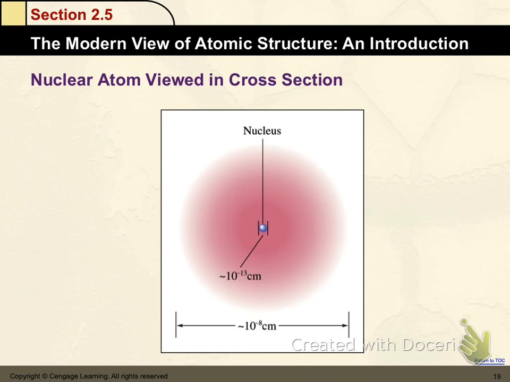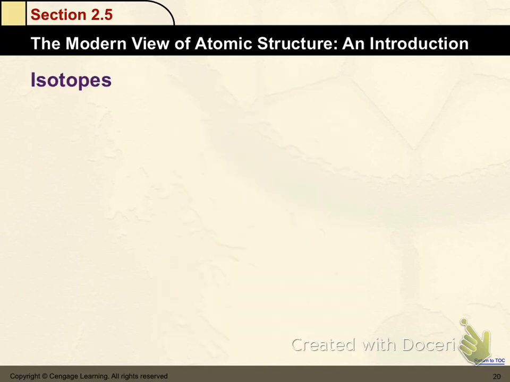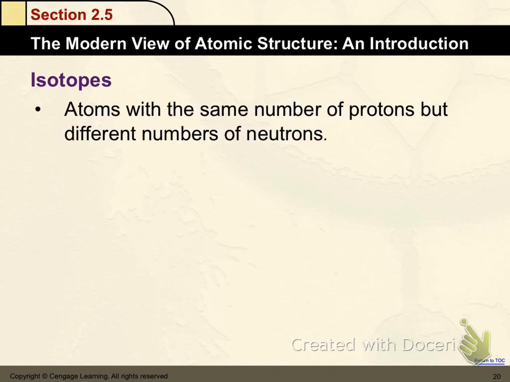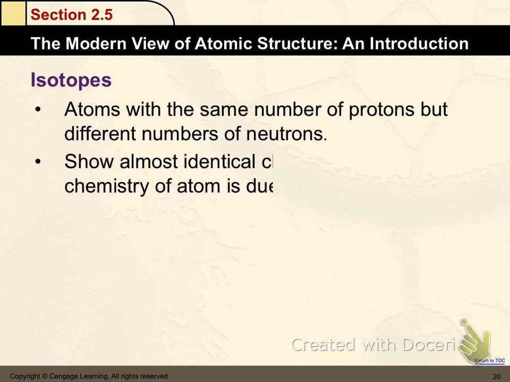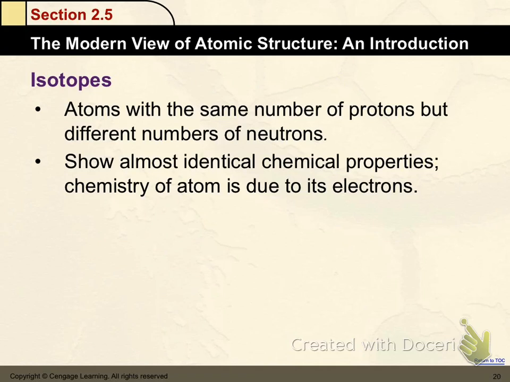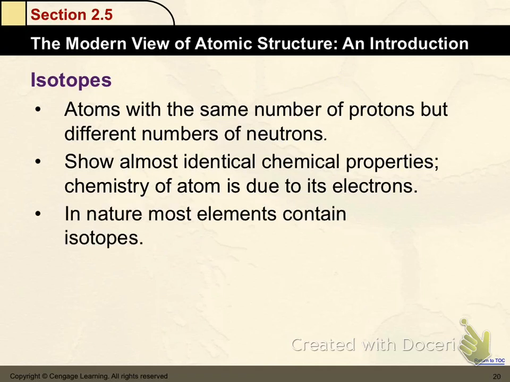So just to recap how we actually count the number of subatomic particles inside of an atom, I want to take a look at specific types of atoms called isotopes. Isotopes are atoms with the same number of protons but different neutrons. They show identical chemical properties. And in nature, most elements contain a mixture of isotopes.